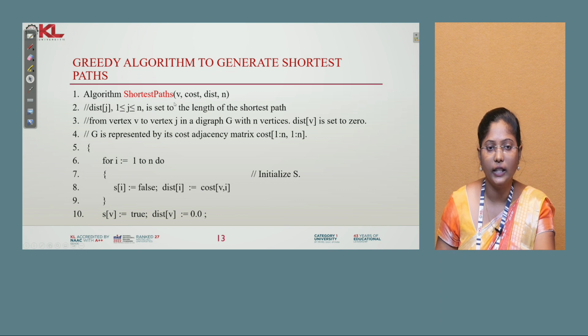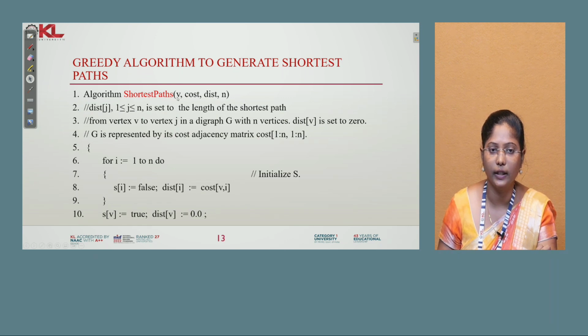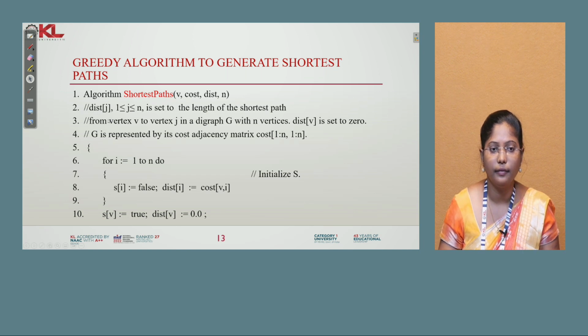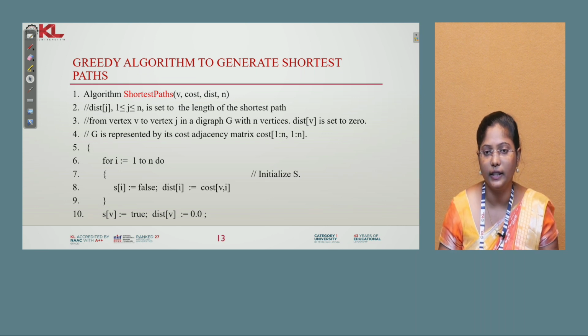Algorithm shortest path: we are writing an algorithm regarding shortest path, and we are taking the source node as V, and cost is the distance between them, and distance is the array, and n is the number of vertices available, okay. The algorithm's purpose is to calculate the shortest path from vertex V to all the other nodes in a graph with n vertices. Distance of V is set to 0, as we already discussed, from the start we set it as 0. Then G is represented by its cost adjacency matrix. Cost should be 1 to n and 1 to n, right.